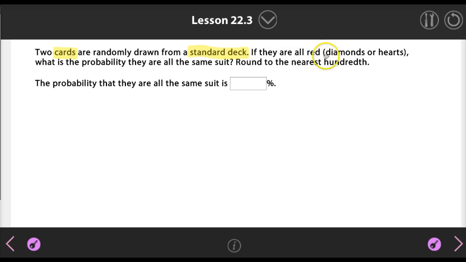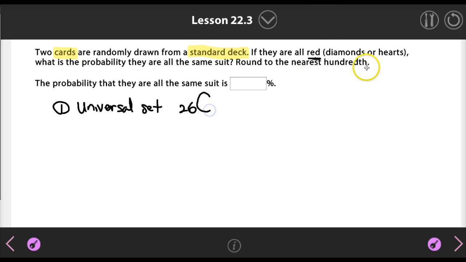If they are all red, diamonds or hearts, okay, so I know that diamonds and hearts are red. So if all these cards are red, what is the probability that they are all the same suit? Now we have to round the probability to the nearest hundredth, okay? So what that means is we gotta find 2 things. First of all, we gotta find the universal set, right? The universal set is basically just all the cards that are being selected are red. So how many red cards are there? There's 26 of them, right? Because half of them are red and then the other half are black.